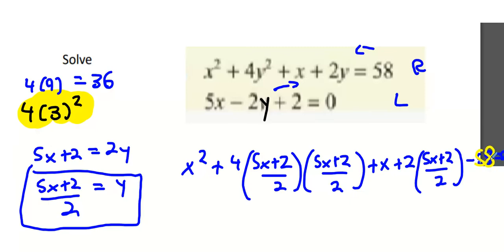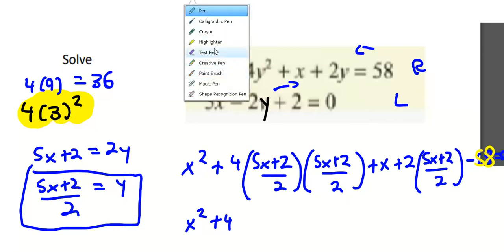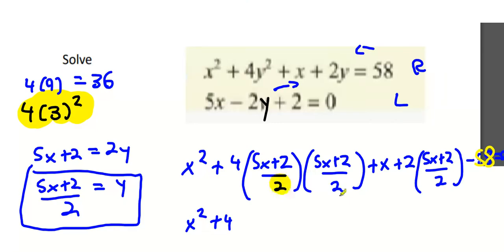Okay. Now here's what we're going to do now. Okay. We're going to get x squared plus 4. Now here's the hard part. What's 2 times 2 on the bottom? 4 on the bottom, isn't it? Okay. So it's 4 on the bottom. And now you've got to square. You've got to square 5x plus 2 by 5x plus 2.